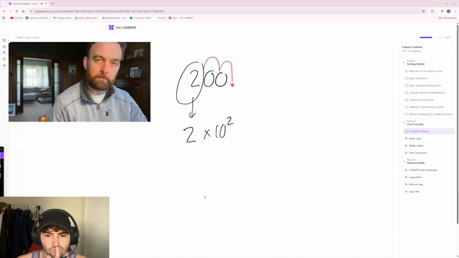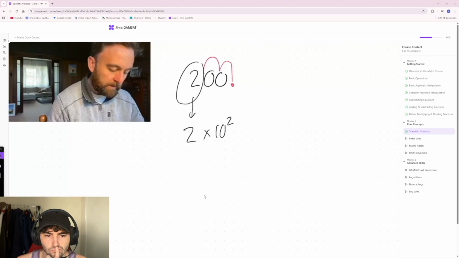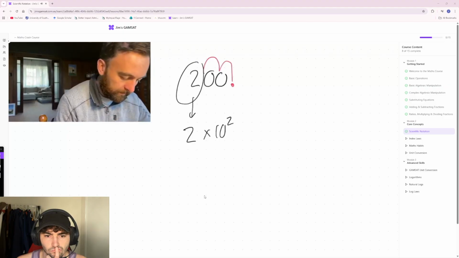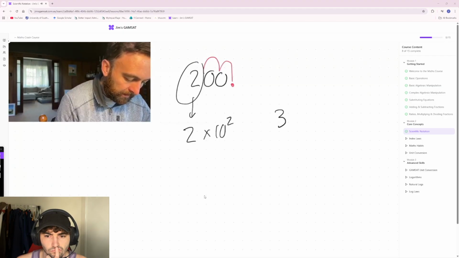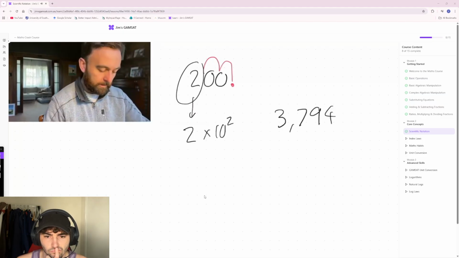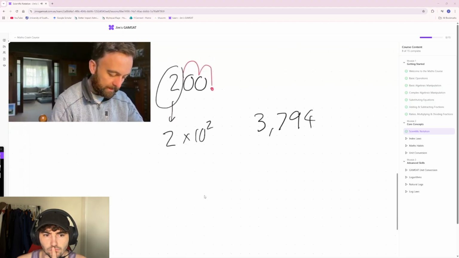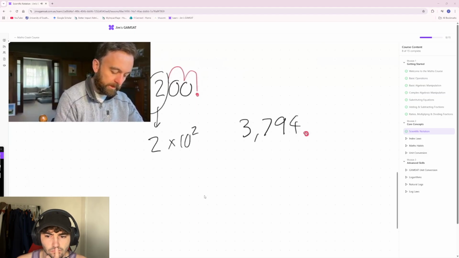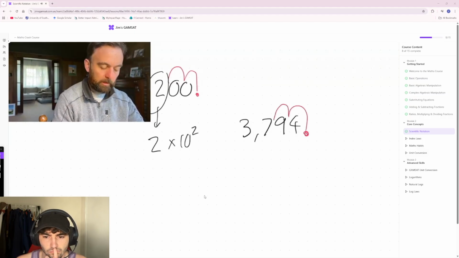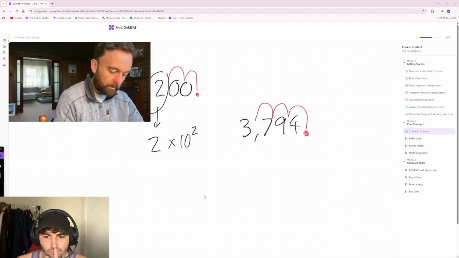Not particularly relevant for the GAMSAT, but you can have weird looking numbers. So you could have something like 3,794, something like that. And we just need to know how to handle those as well. So it's exactly the same. We just put a decimal point in, 1, 2, and wherever we stop, that's just the number that it becomes. So if we stop there, it'll be that. But usually the convention is to go all the way to the start.